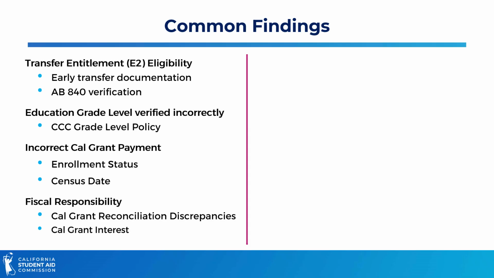Next, we see issues with education grade level verified incorrectly because some schools might not have a grade level policy that identifies grade levels. Next, we also see issues regarding incorrect Cal Grant payments due to the student's enrollment status or the census date from when the payment was disbursed. We also see issues with fiscal responsibilities regarding Cal Grant reconciliation discrepancies and Cal Grant interests.